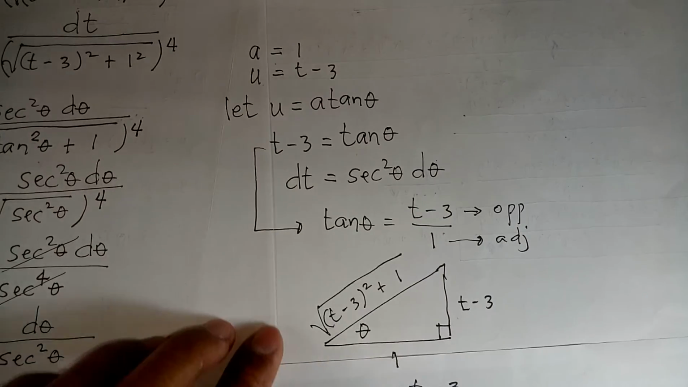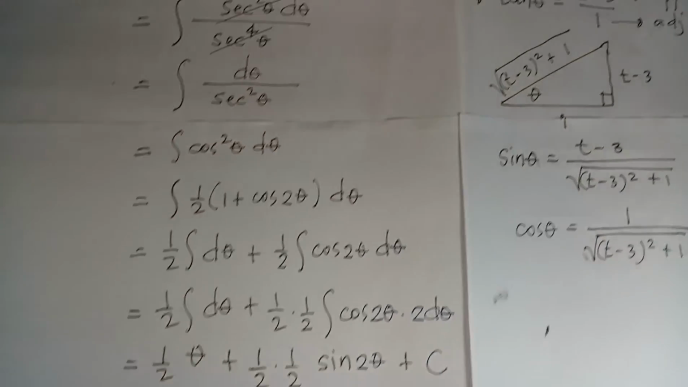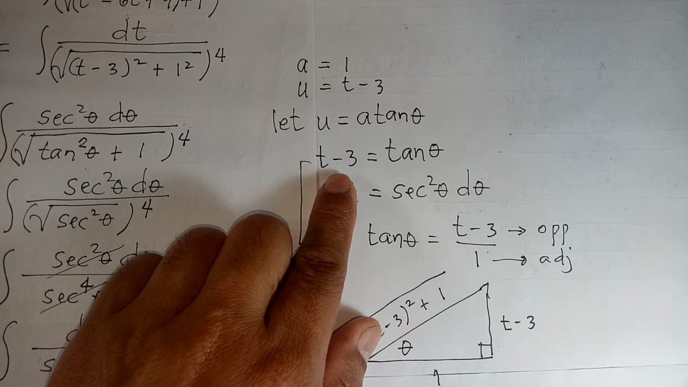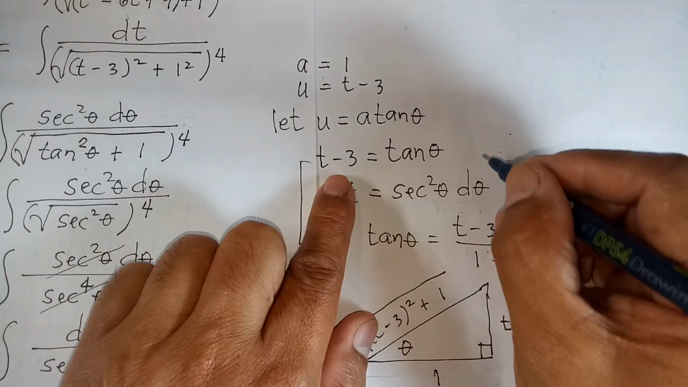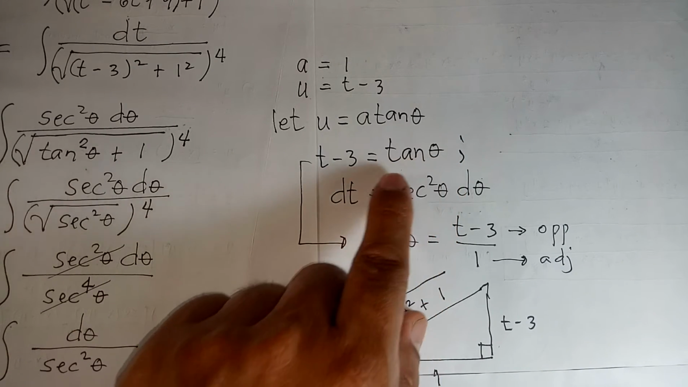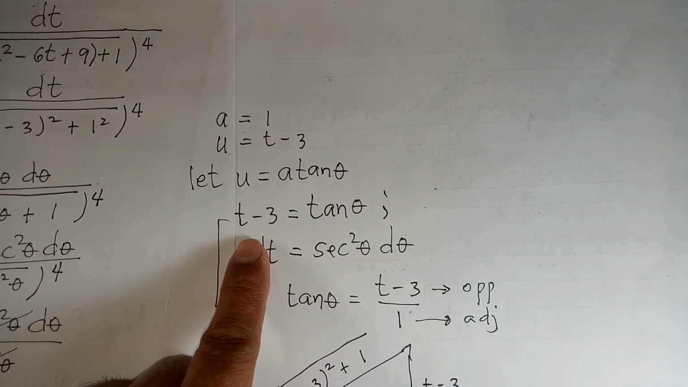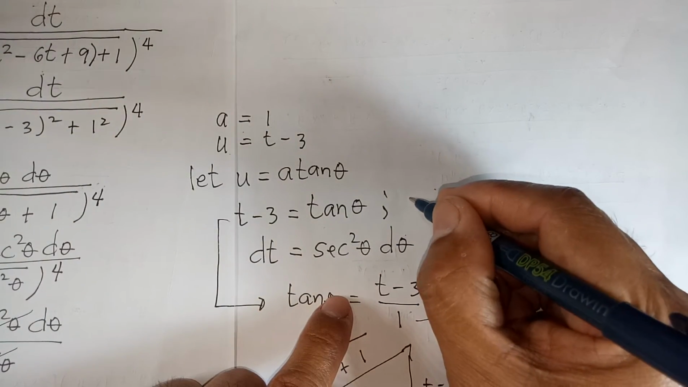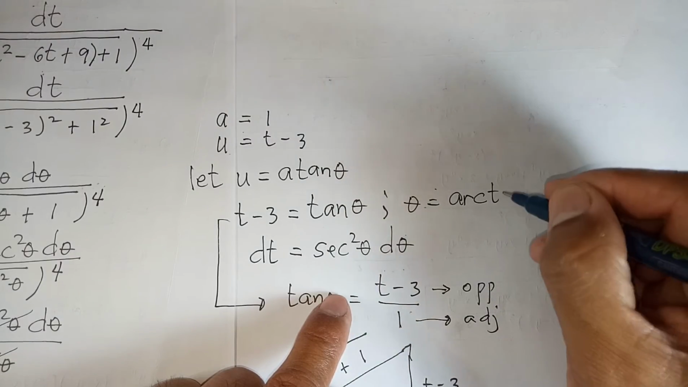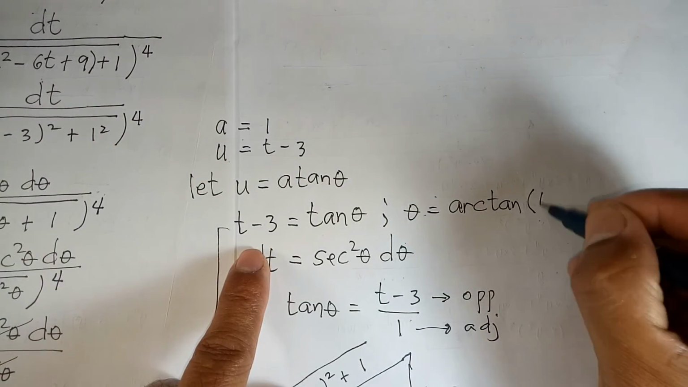Now, ano naman ang theta in terms of t? Babalik tayo dito sa ating substitution, dito sa tangent theta equals t minus 3. So, if we are going to solve for theta, then theta equals arctangent of t minus 3. That will be the value of theta in terms of t.